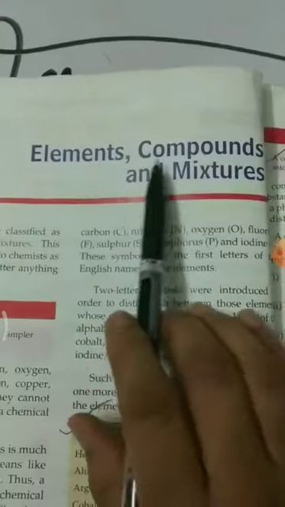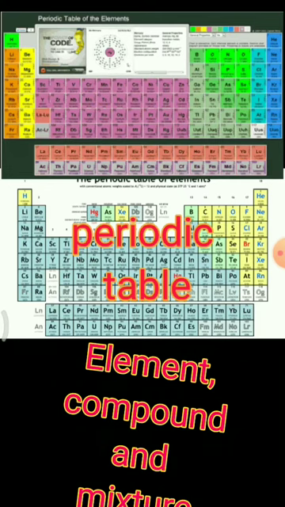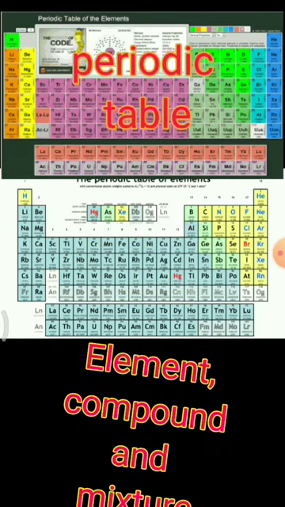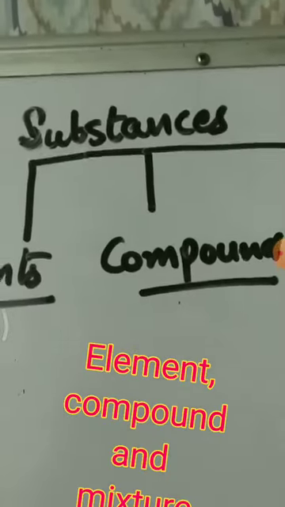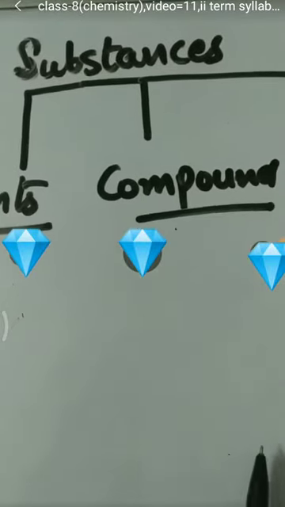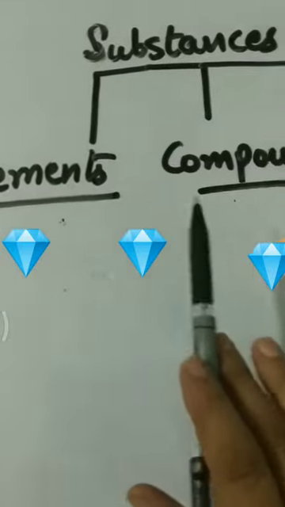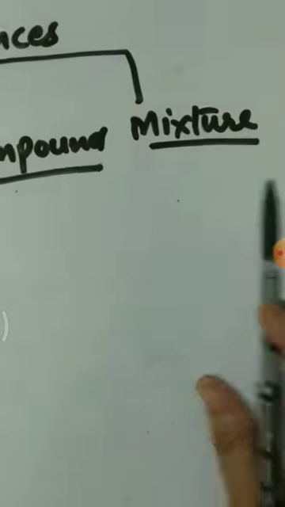With chapter Element, Compound and Mixture, lesson number 3. We know substances are classified into 3 categories: elements, compound and mixture.